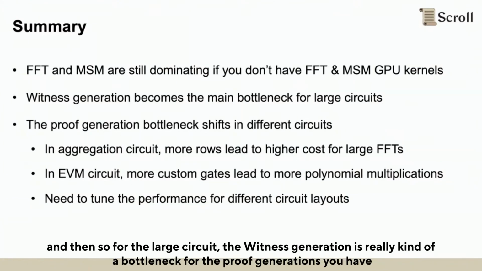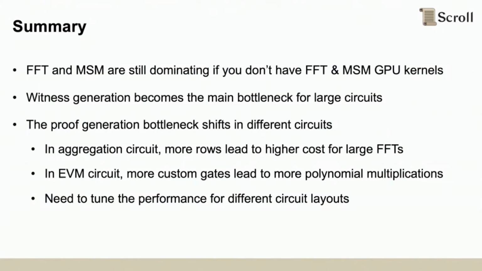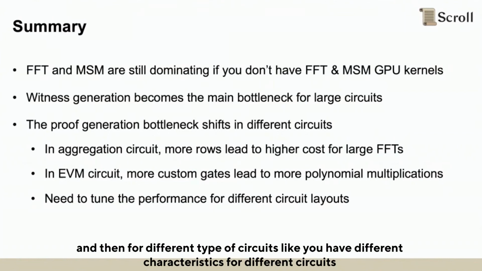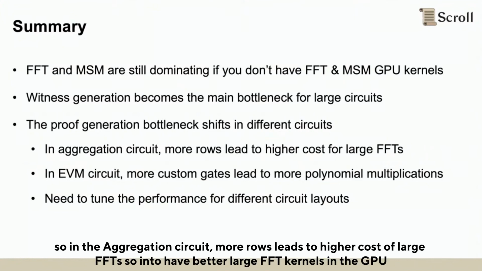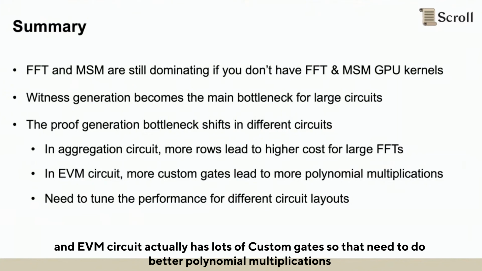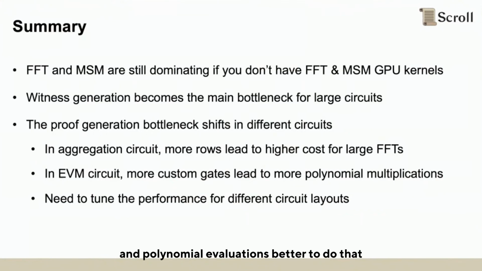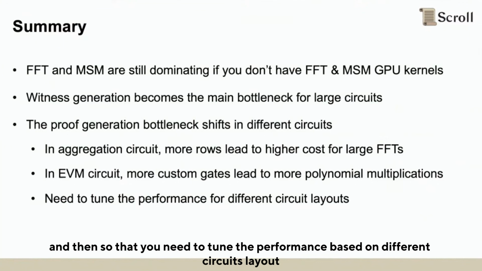And then, for the large circuits, witness generation is really a bottleneck for proof generation. Different types of circuits have different characteristics, so you need to apply different optimizations to different circuits. In the aggregation circuit, more rows lead to a higher cost of large FFTs, so you need better large FFT kernels on the GPU. The EVM circuit has lots of custom gates, so you need better polynomial multiplications and probably better polynomial evaluations. So you need to tune the performance based on the different circuit layouts.